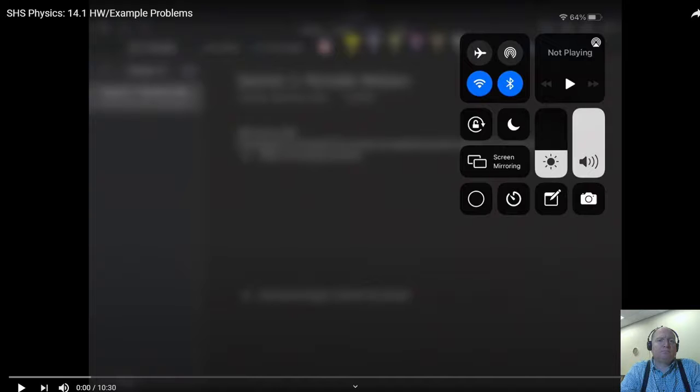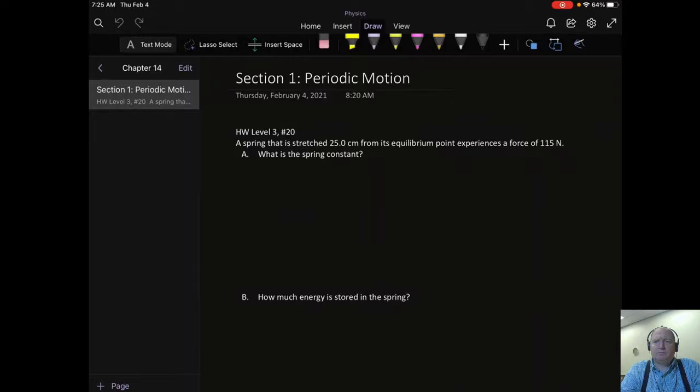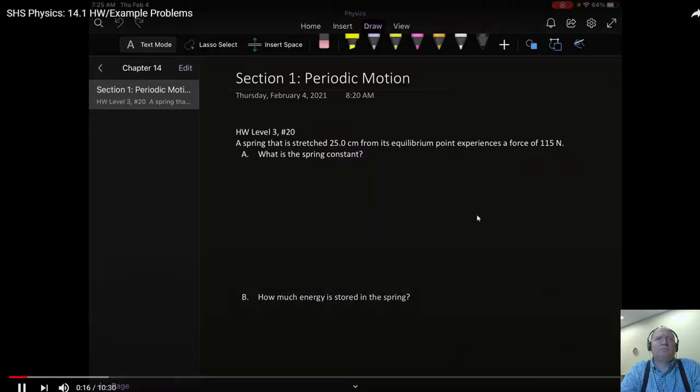Okay, so today we're going to take a look at the example problems for section 1. We're talking about periodic motion, which, if you recall, is the repeating motion, such as in a spring or a wave.